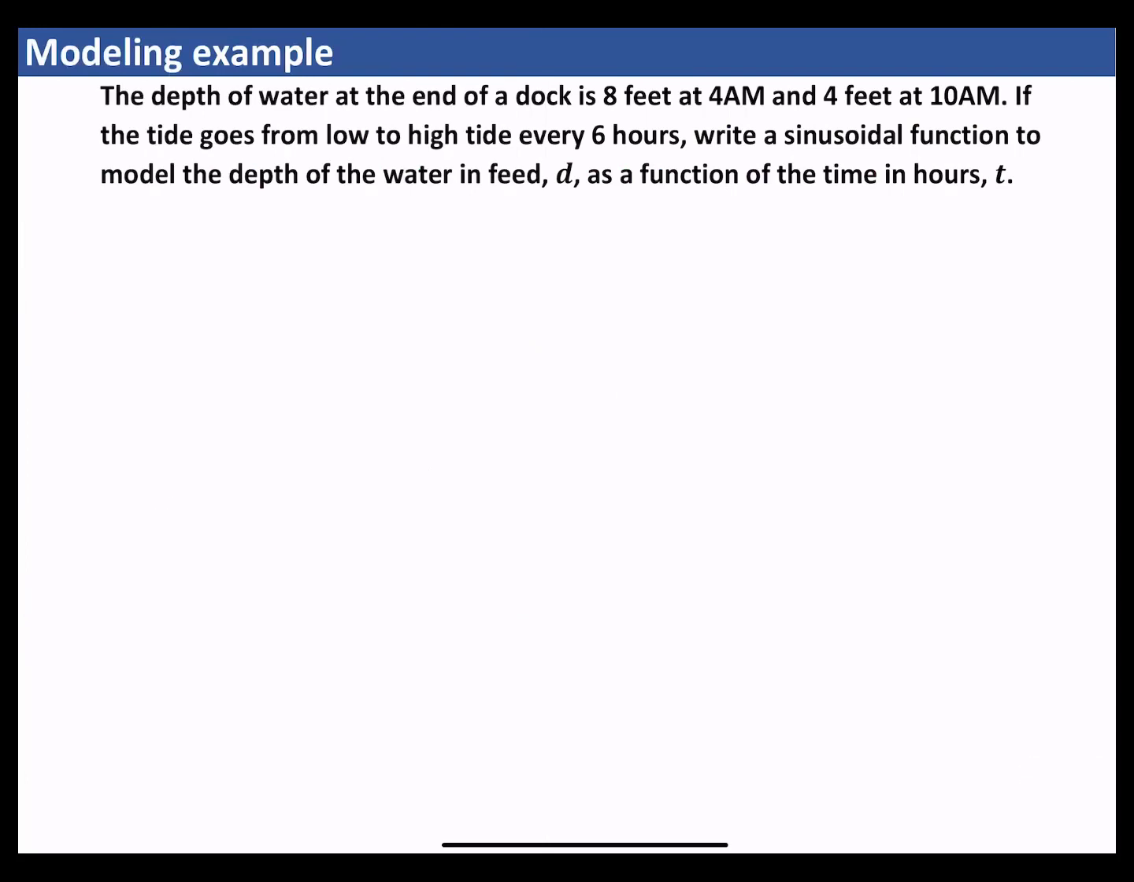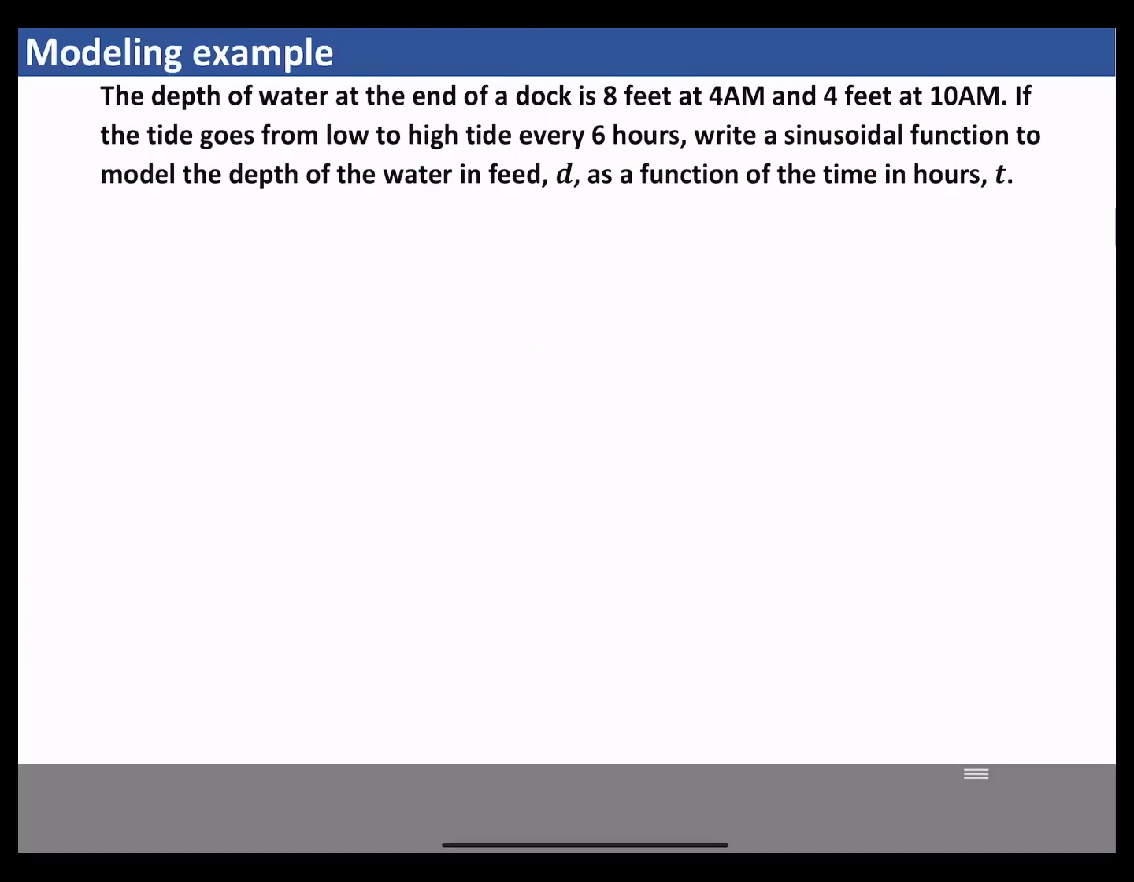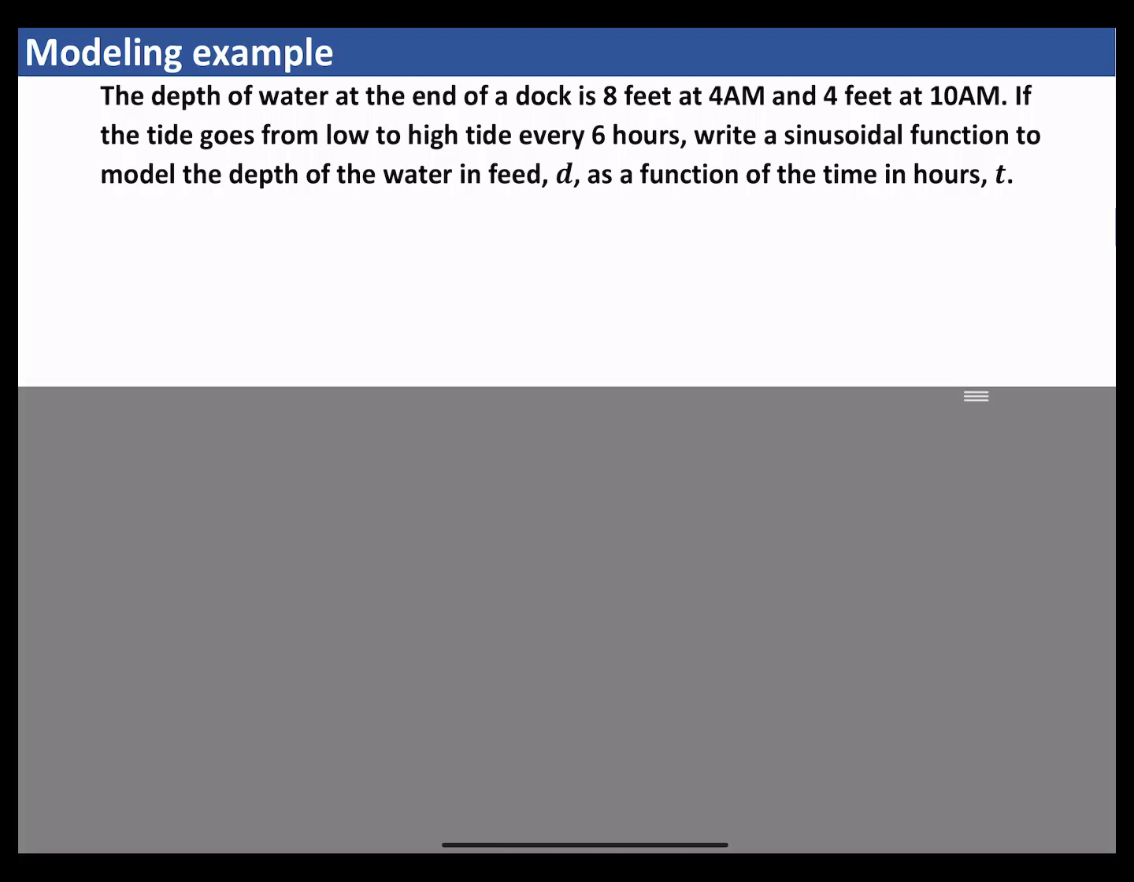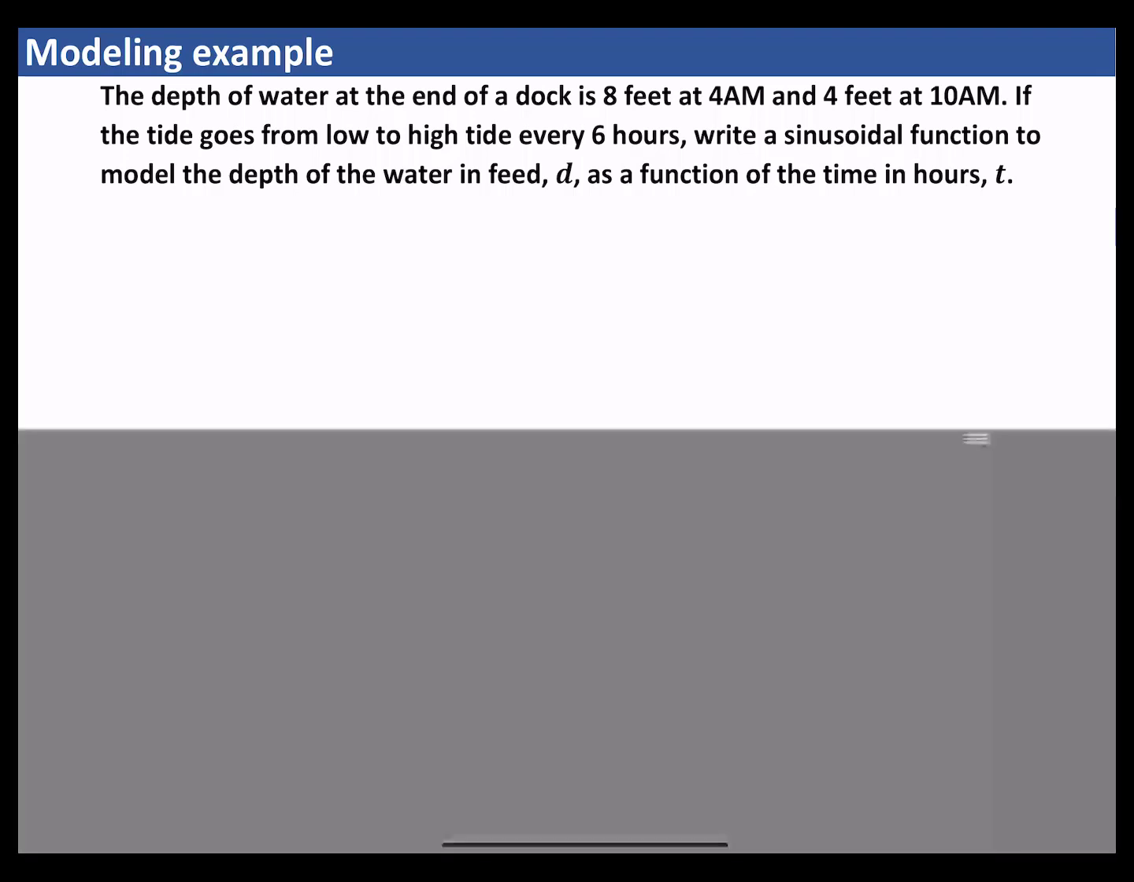The depth of water at the end of a dock is 8 feet at 4 a.m. and 4 feet at 10 a.m. If the tide goes from low to high tide every 6 hours, write a sinusoidal function, remember that could be sine or cosine, to model the depth of the water in feet, d, as a function of the time in hours, t. So I find it helpful to try to draw this situation.